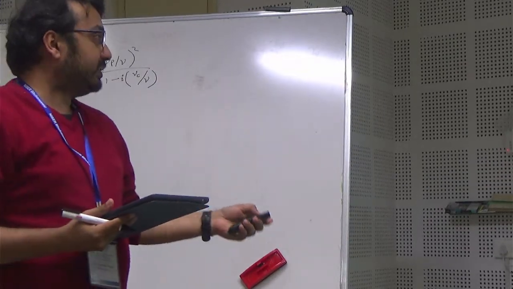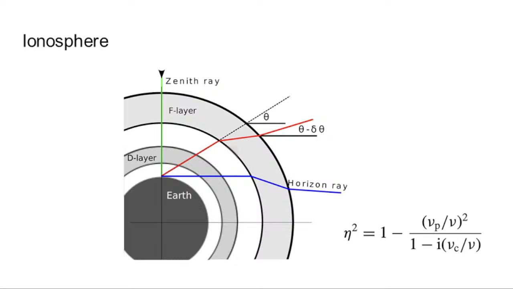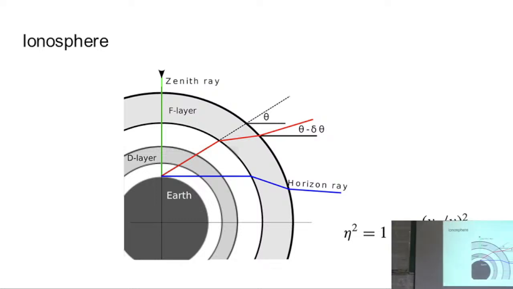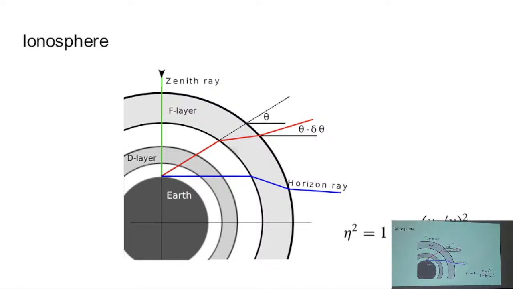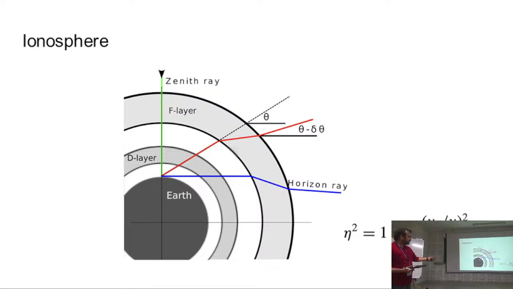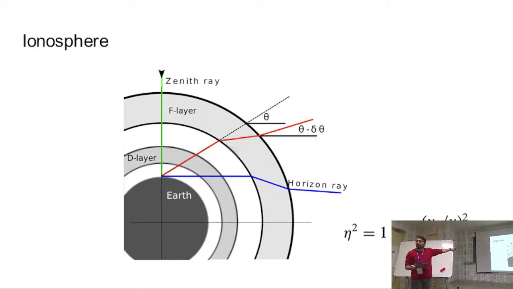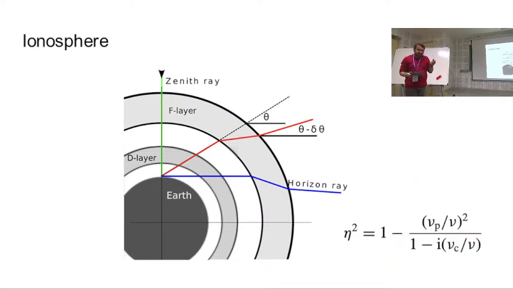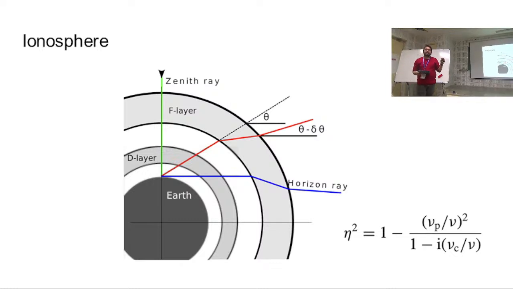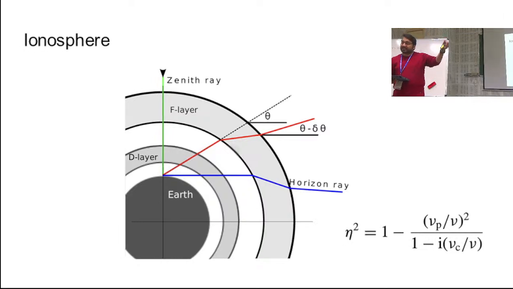We'll be talking about two different layers here. One layer is called the F layer, which is much higher, and one is called the D layer. As you can imagine, the gas density decreases once you go up. So you have much sparser regions in the F layer, and a denser region in the D layer. We'll look at both of these, and the reason we make the distinction is that, because of their different densities, the way they affect the incoming sky signal is different.